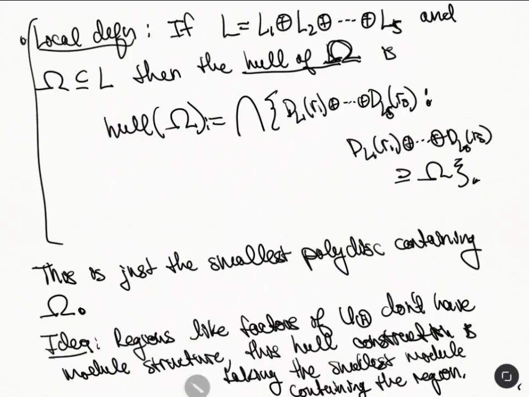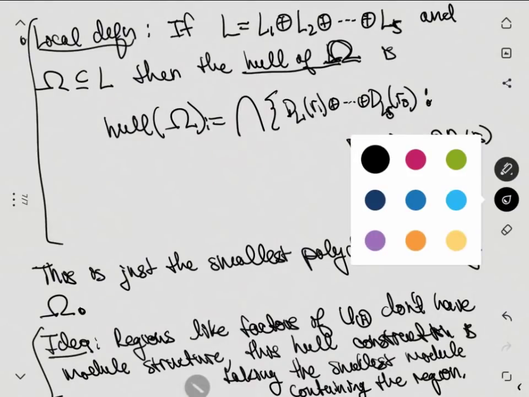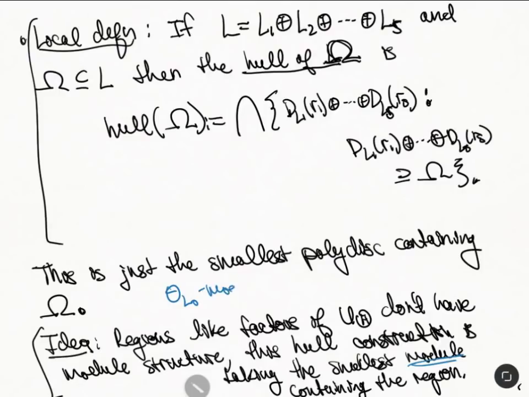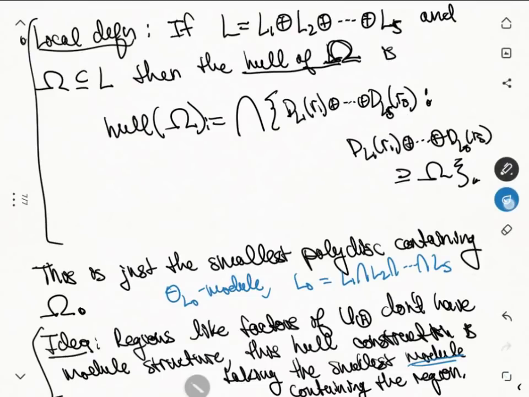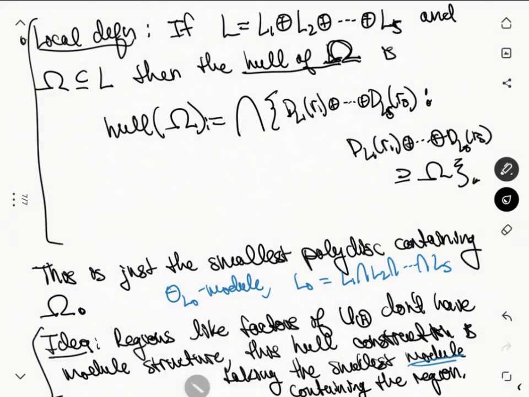So what module would this be? This would be an O_L0 module, where L0 is the intersection, L1 intersect L2 intersect LS.